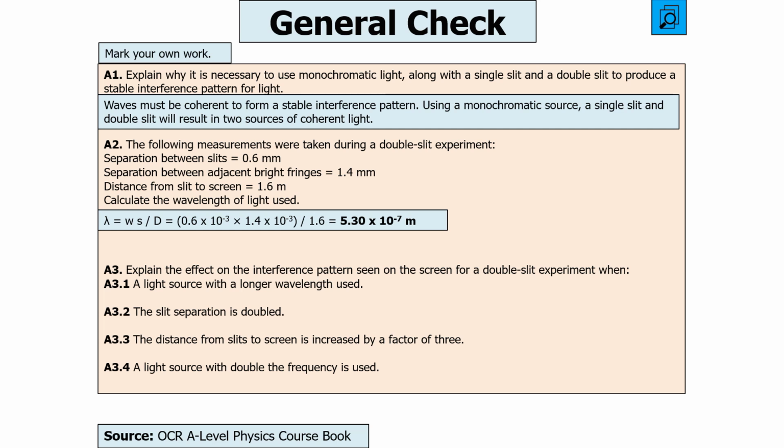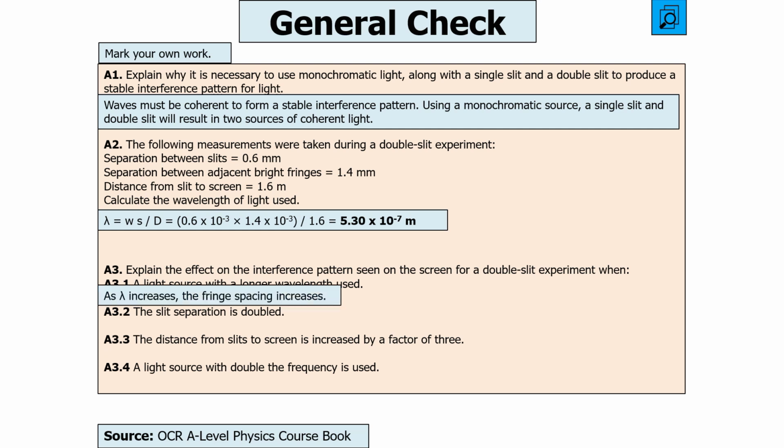Now in this next question, you've got to look at this equation for the double slit experiment and see how the values would change. So from the equation, lambda equals WS over D, therefore we can say that W, which is the fringe spacing, is going to be equal to lambda D over S.